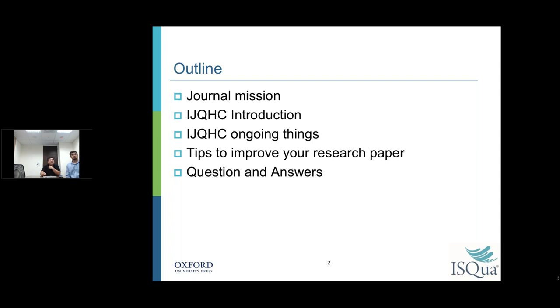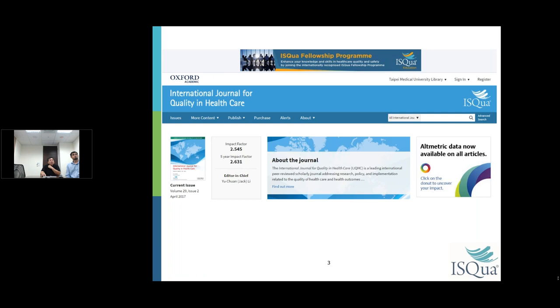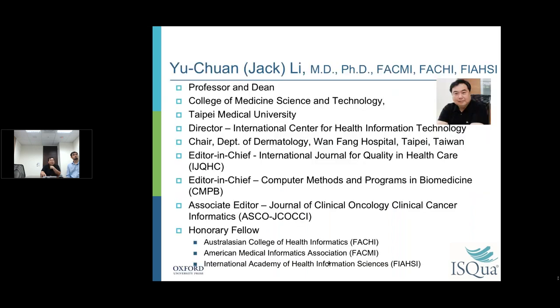Okay, so let's start with the introduction. The International Journal for Quality in Healthcare is an official journal of ISQua, and I'm sure all of you know what ISQua is. This journal has an impact factor of 2.5. And this is a little bit about myself. I think you and I actually talked through all of this list already.